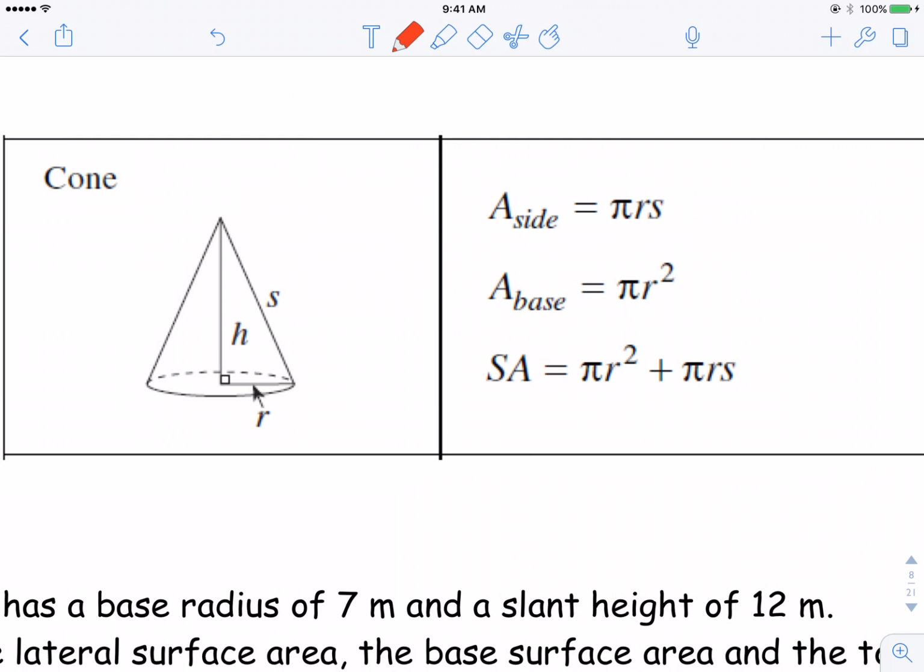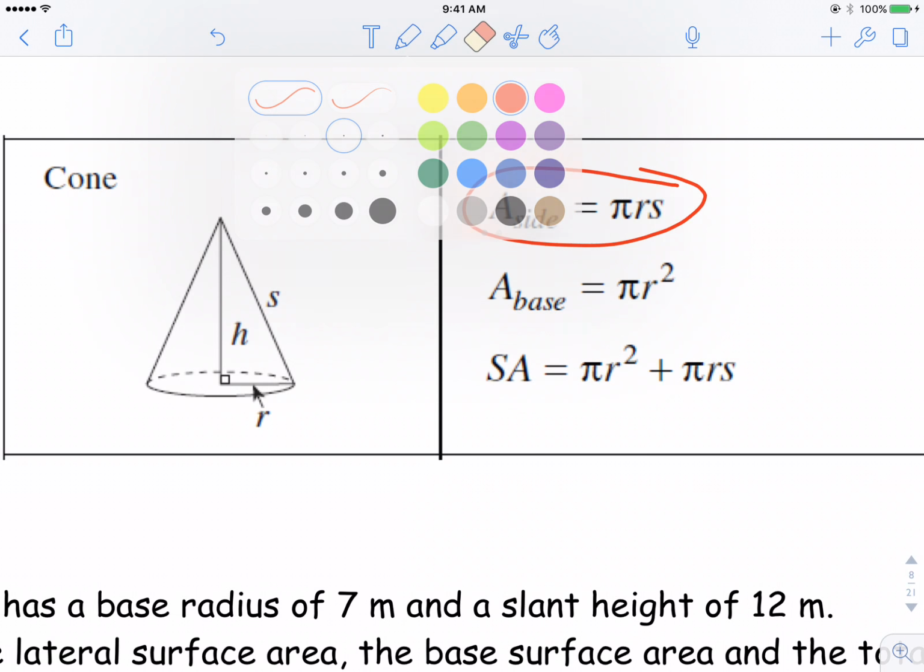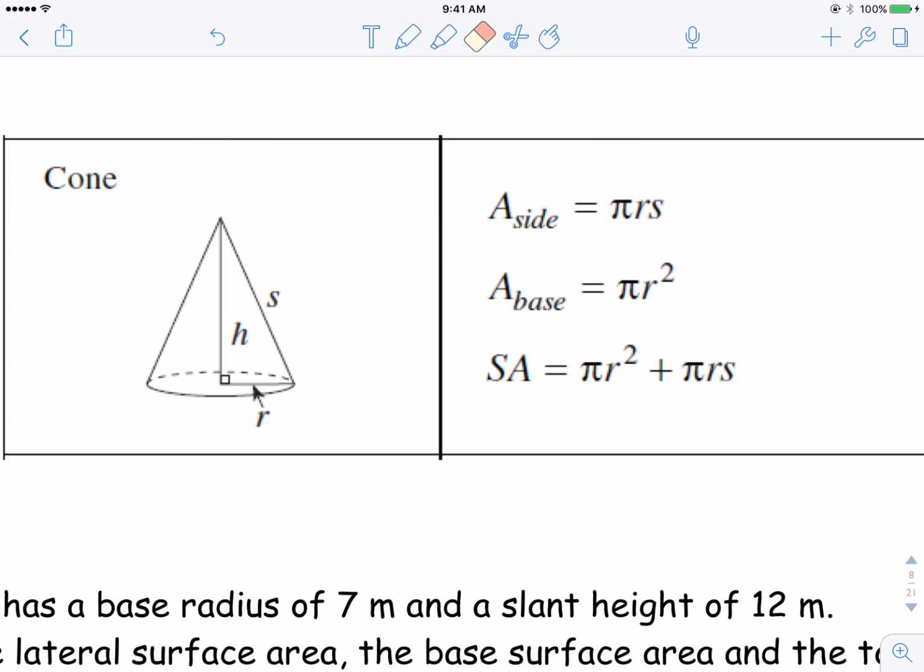So our formula is as noted here. Area of the base is a simple circle, pi r squared. The other part is pi rs, pi times radius times the slant height. When we combine those two parts of the formula together, we get pi r squared plus pi rs. Remember that this side area is also referred to sometimes as the lateral area.